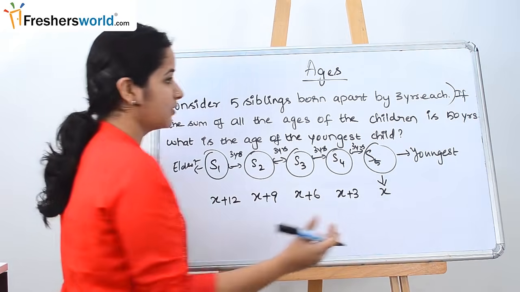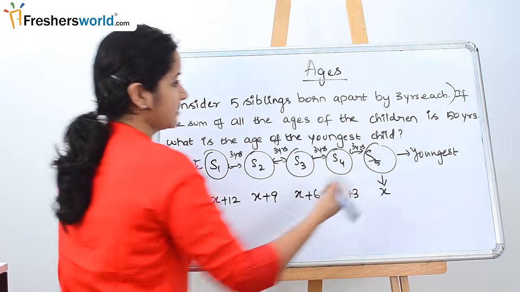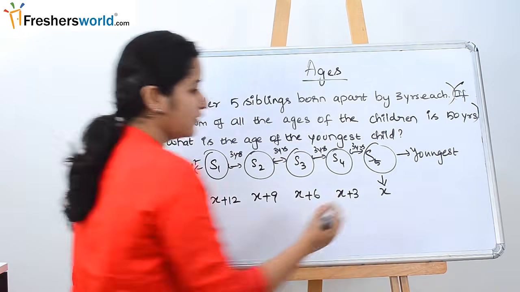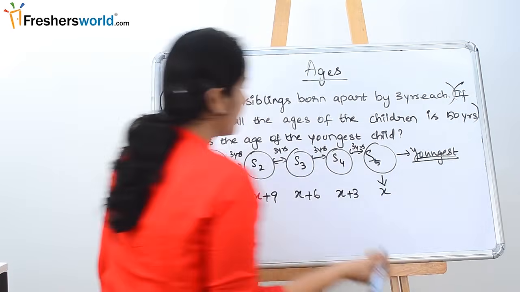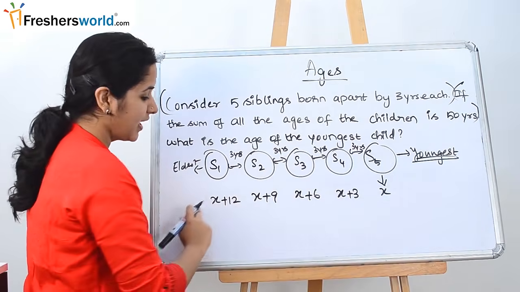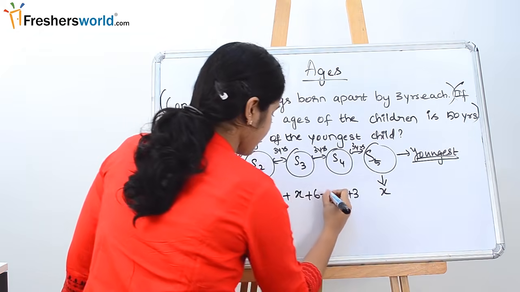Let's go to the next part of the question. If the sum of all the ages of the children is 50 years, what is the age of the youngest child? So we have to find the youngest child. Now they are asking the sum of all their ages is 50 years, which is nothing but the addition of all this is going to be 50 years. So add it.